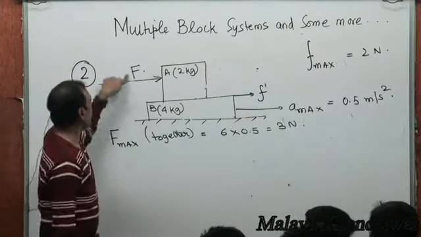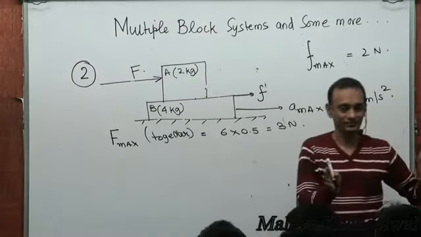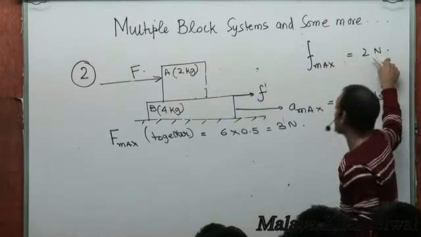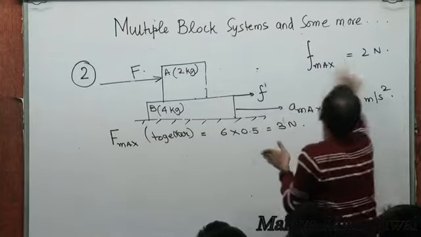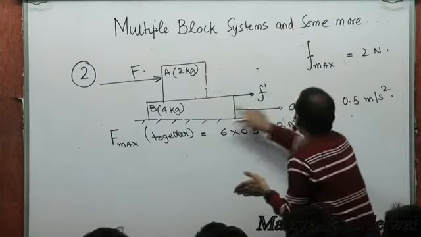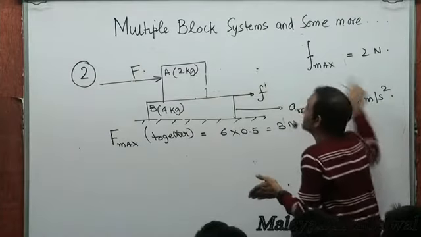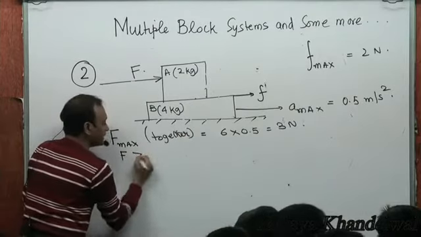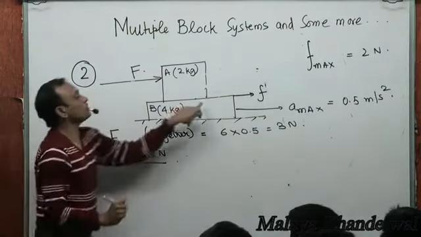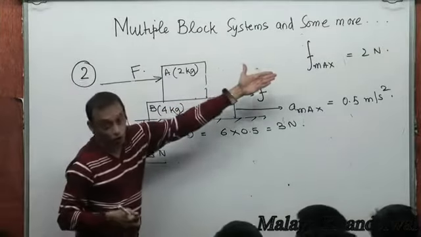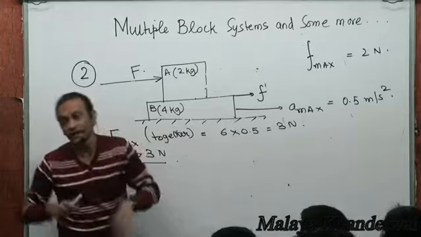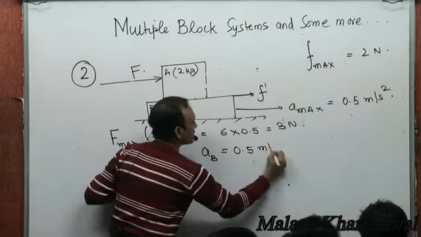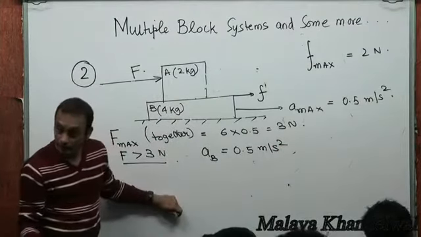Now, when capital F varies from 0 to 3 newtons, they move together. Frictional force that they exert on each other varies from 0 to 2 newtons. When capital F becomes 3 newtons, frictional force becomes 2 newtons. The acceleration of the lower block becomes 0.5 meter per second squared. That's also the acceleration of the upper block. Now, when F becomes greater than 3 newtons, what happens to the frictional force between the two? It remains 2 newtons. So what's the acceleration of B? It remains 0.5 meters per second squared. Frictional force remains the same between the two.